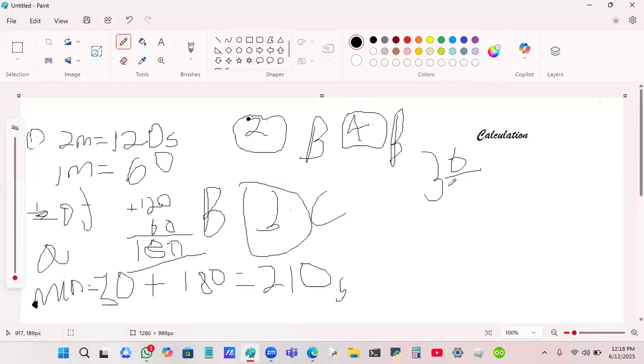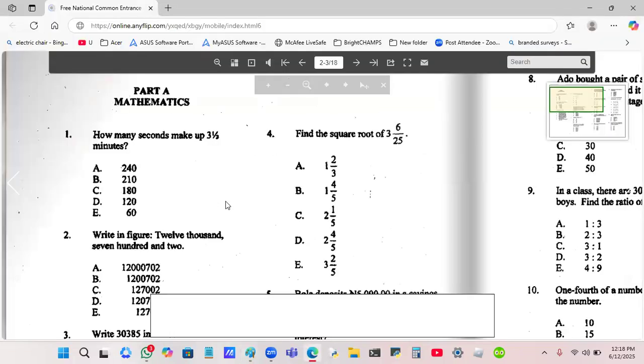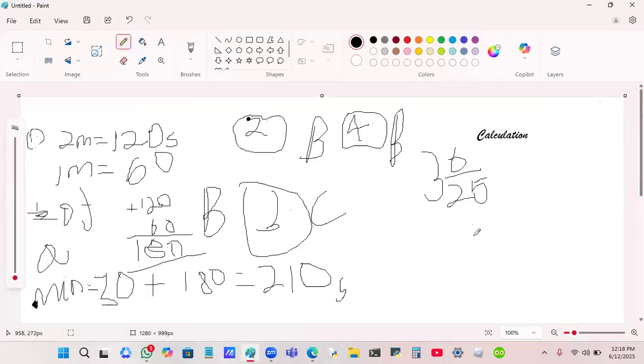Find the square root of 3 and 6 over 25. Okay, I finished. So go ahead, explain what you're doing. 3, 6 over 25.